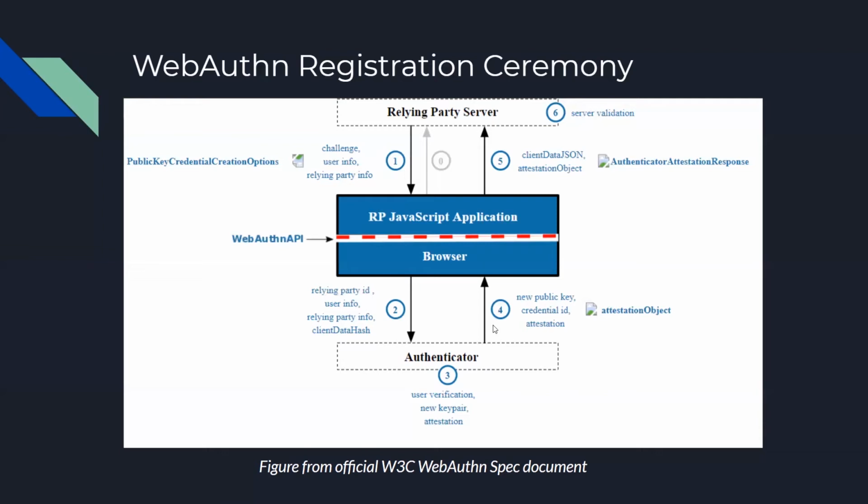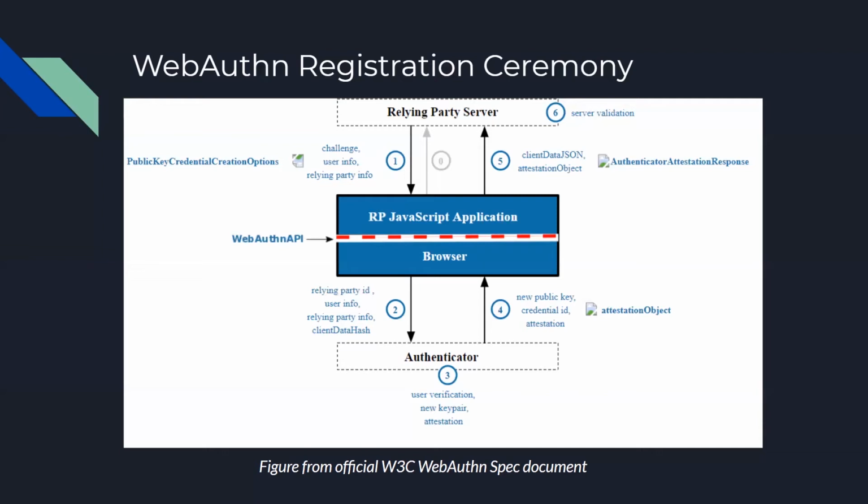The client again receives it in the form of byte arrays. Now we cannot send byte arrays directly to a server over the HTTP protocol, so we need to convert them to base64, and this is sent back to the relying party. Now, the relying party can validate this information. First of all, it needs to validate the challenge, whether it matches the original challenge that they sent as part of the initial request.